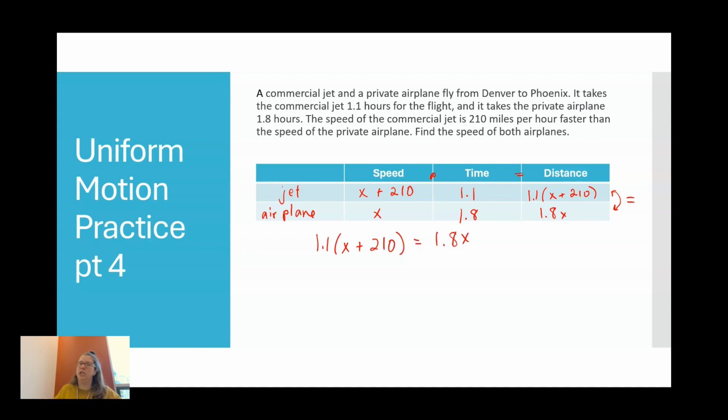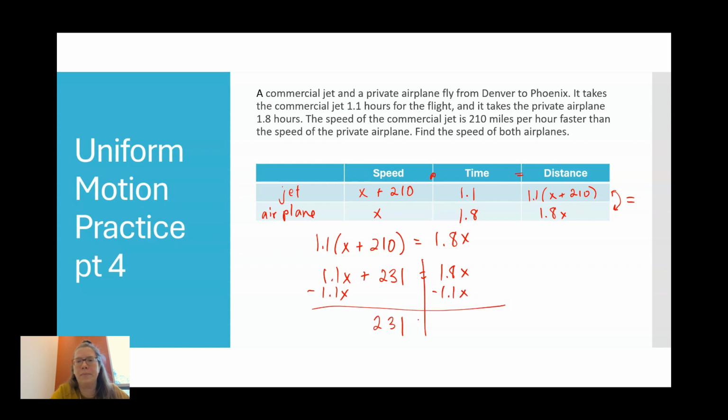All right, distributing. What is 210 times 1.1? 231. Well, of course it's 231. It's 210 and 21. We're going to move all the x's to the same side of the equation. And we're going to divide by 0.7 to get x all by itself. And when we do that, we get 330 is x.